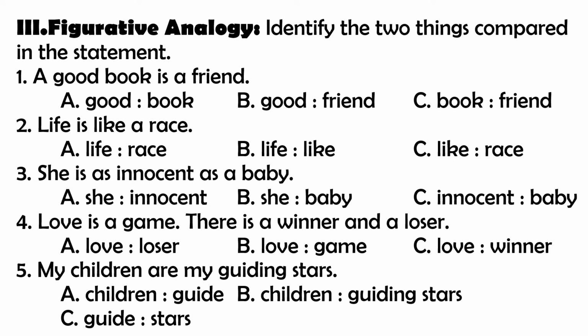Number 4. Love is a game. There is a winner and a loser. A. Love is to loser. B. Love is to game. C. Love is to winner. Number 5. My children are my guiding stars. A. Children is to guide. B. Children is to guiding stars. C. Guide is to stars.